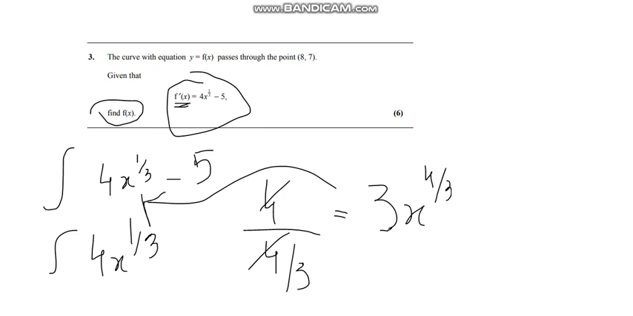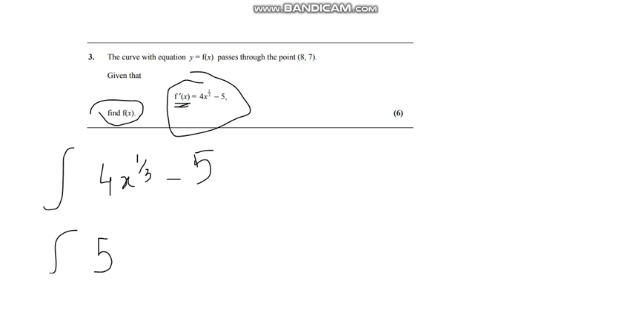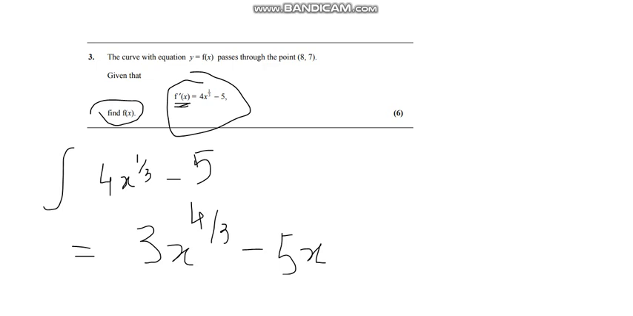Now for the second one, if you know the integral of a basic number, it is 5x. Whenever we are integrating with respect to x, it's 5x for a normal number. So we will write it as 3x to the power 4 upon 3 minus 5x. And don't forget that we have to add a constant. Always after integrating we have to add a constant.